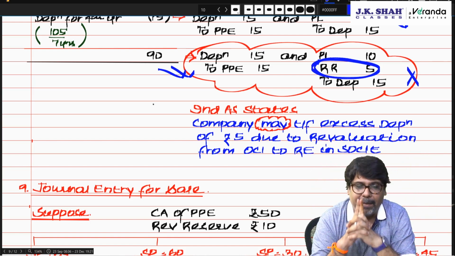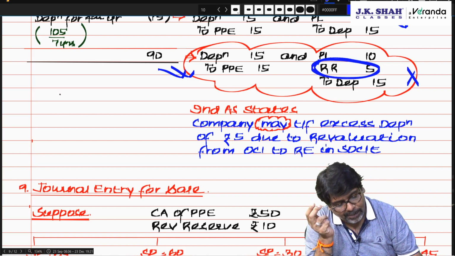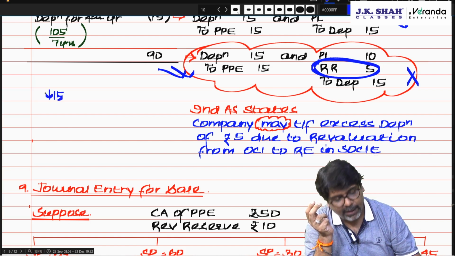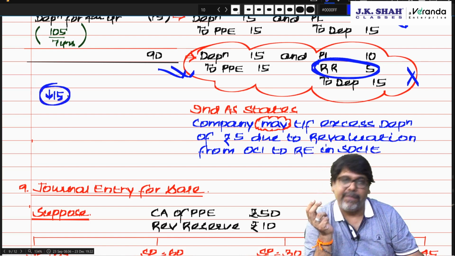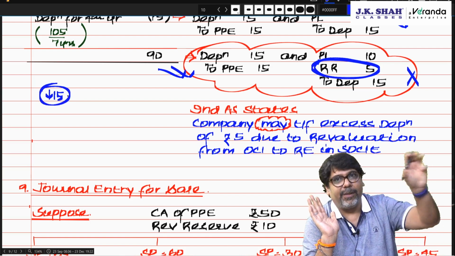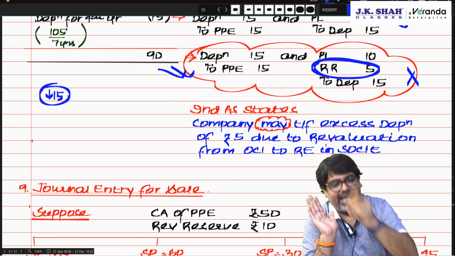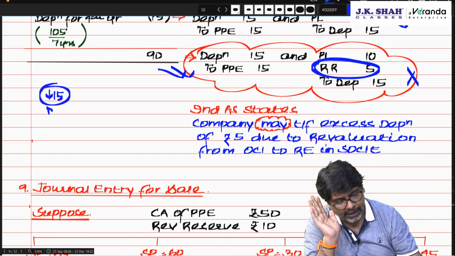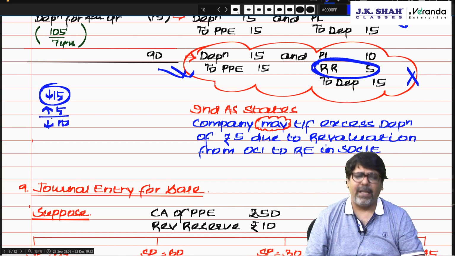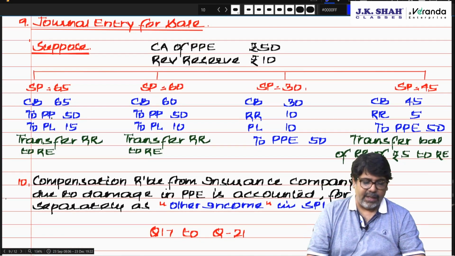Am I clear? I repeat. You transfer in PNL how much? 15 rupees depreciation. So your profit will dip by 15. Your retained earnings will also dip by 15. Fair enough. Then from revaluation reserve you remove 5 and add it to retained earnings. So retained earnings will increase by 5. So net impact in retained earnings is rupees 10 only. Am I clear? Yes, sir. Journal entry for sale.